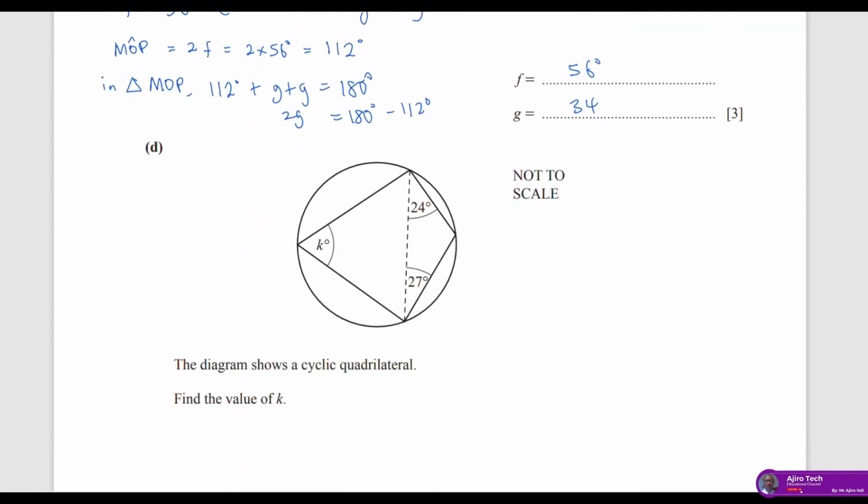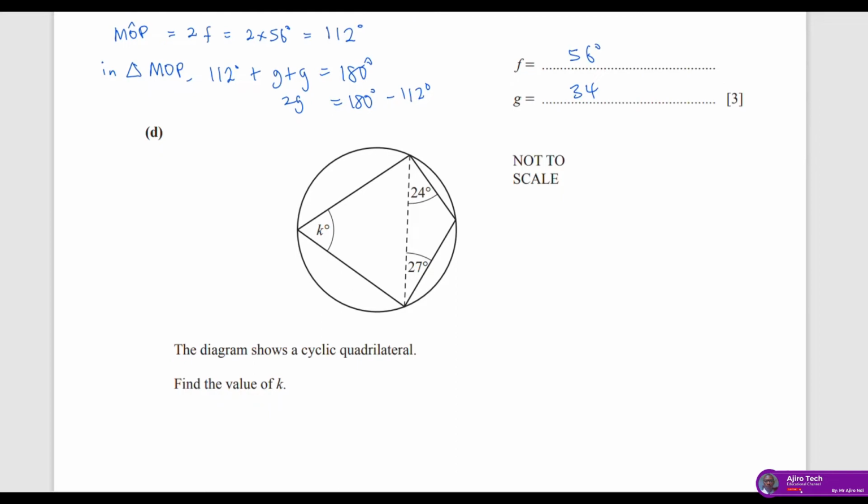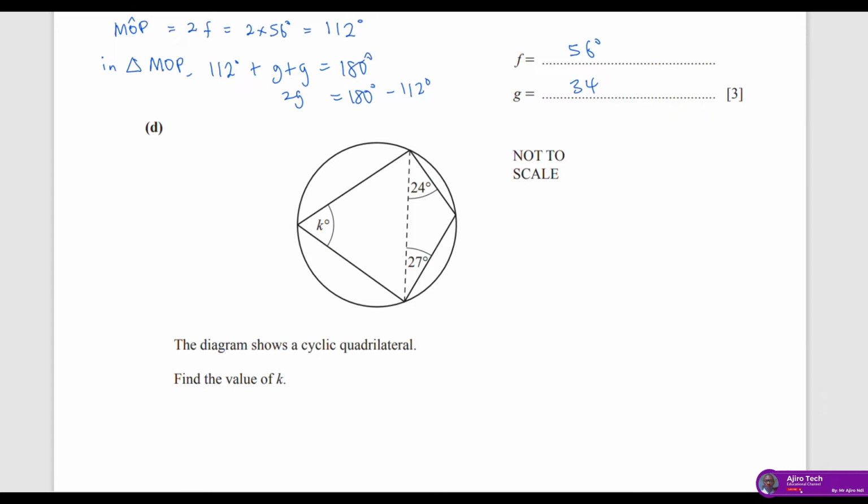Now we have another circle question. The diagram shows a cyclic quadrilateral. Find the value of k. I can first of all look for the angle here. This angle is 180 minus (24 plus 27) degrees, which is 180 minus 51 degrees. That gives us 129 degrees. So the angle is 129.